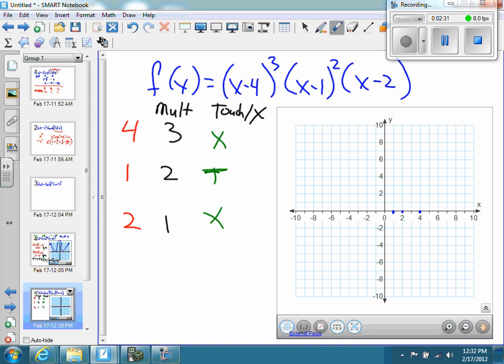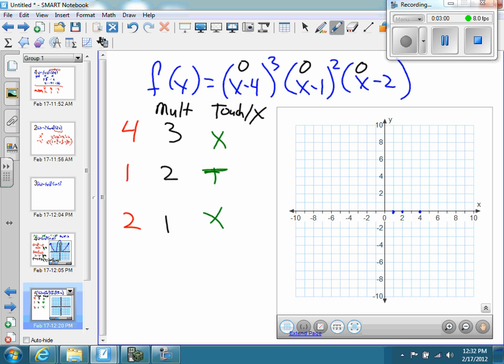Are there any other x intercepts that we can visualize here? No. Okay, so what is our y intercept? 128. It's 128? Yep. So y-intercept is where x is equal to 0, right?